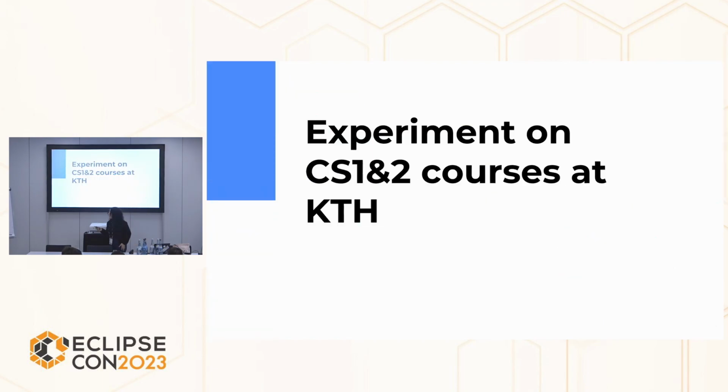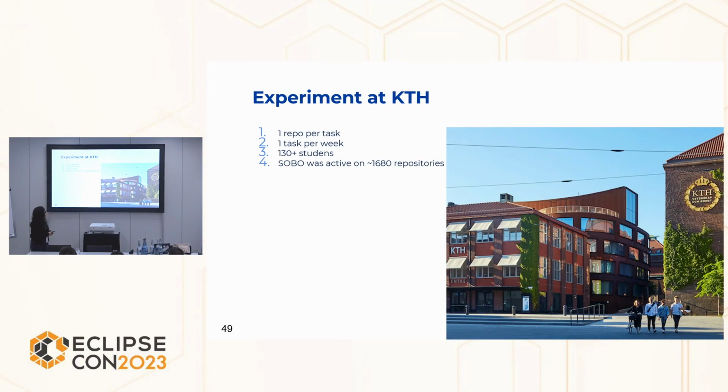So we did an experiment on the course at KTH. We had one repo per task during the whole academic year with 1 task per student, around 130 students, and SOBO was active on 1,600 repositories.